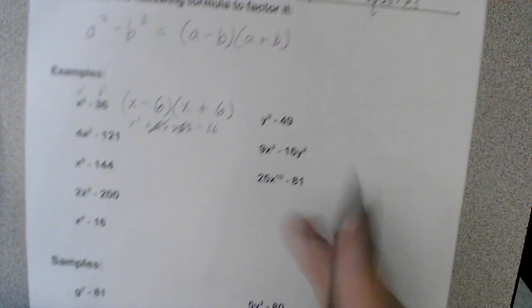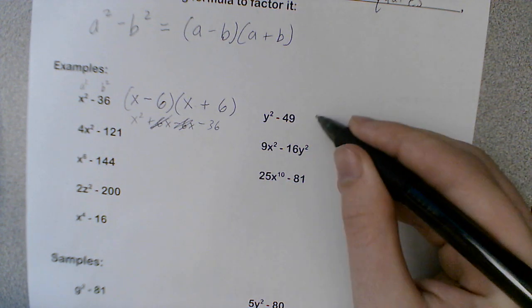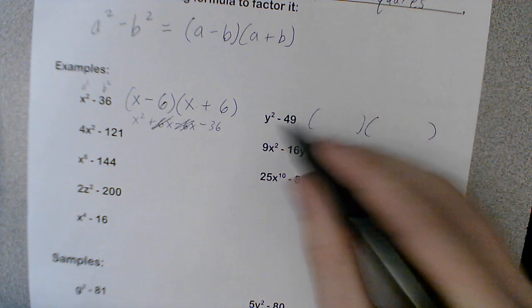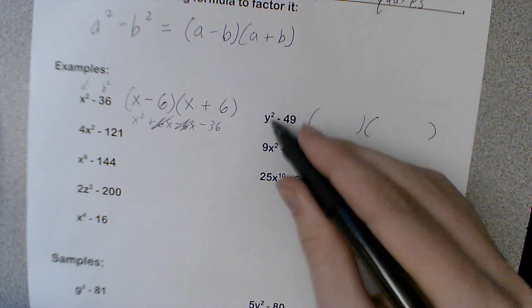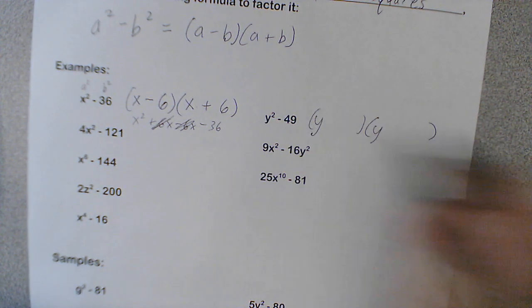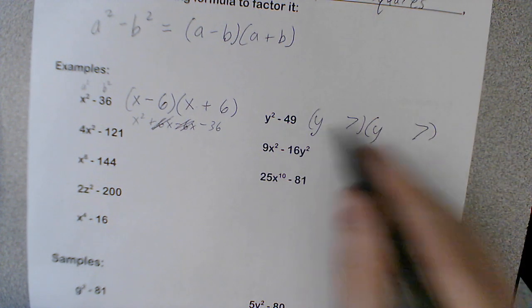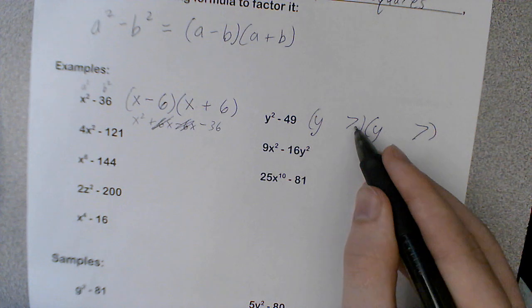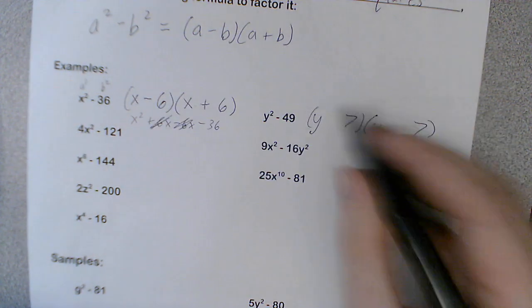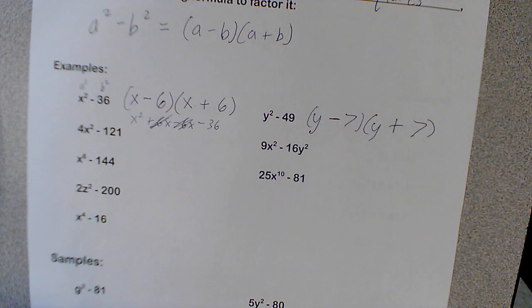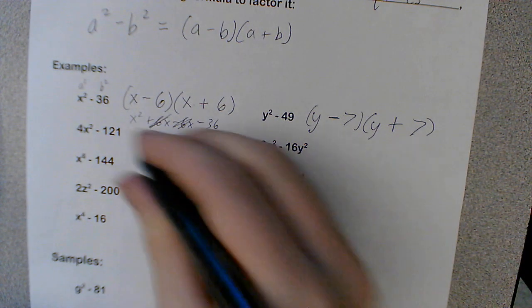Okay, so now y squared minus 49. We're going to do the same process. The square root of y squared is y, and the square root of 49 is 7. So a is y, and b is 7. So my first factor is going to be a minus b, and my second factor is going to be a plus b. We can also check this with FOIL, but that'll take too long, so I'm going to skip it.